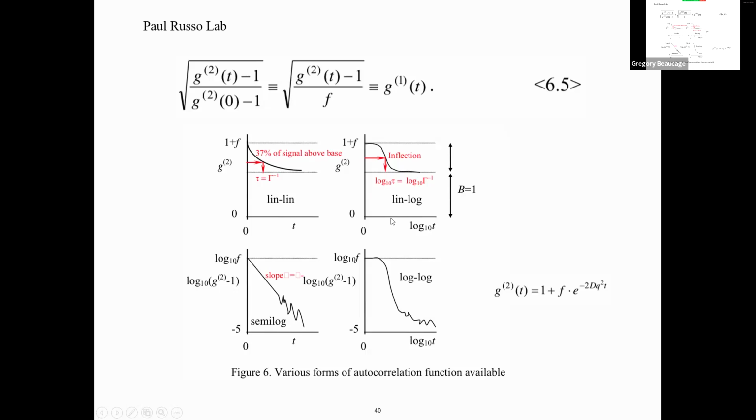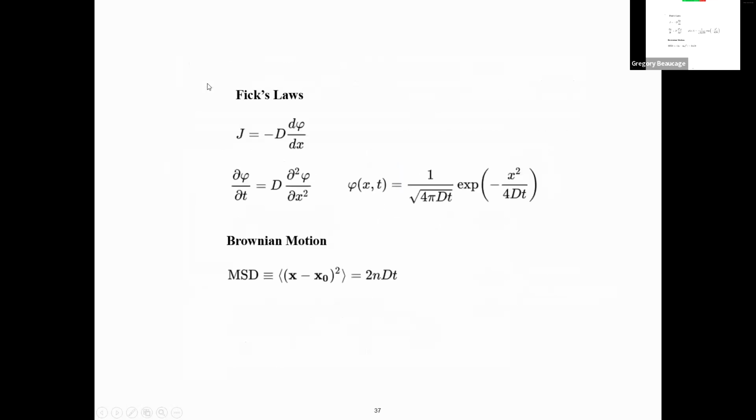Then this is G2 versus log of time, which gives you this inflection point somehow. I'm not exactly sure how that works. Basically, you can see the inflection point, and you can pick out where the transition is. So anyway, what is this G thing?